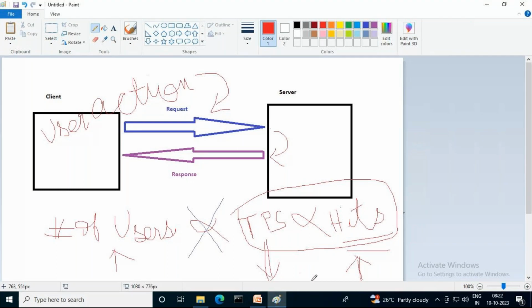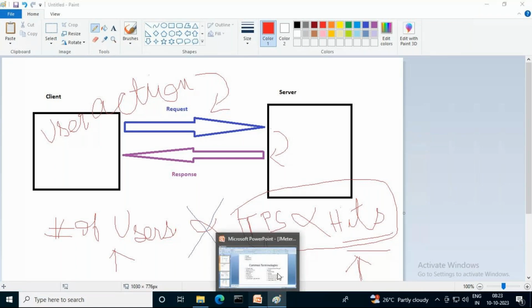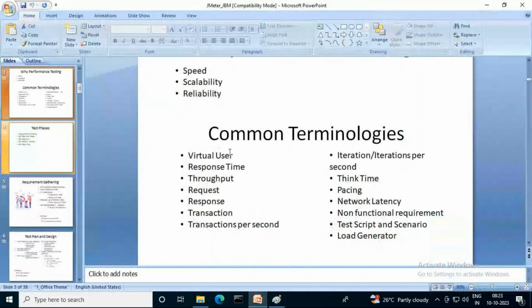Okay? Yeah, got it, Chandra. Yeah. So any queries anyone on the terminologies which I have mentioned on the left hand side?